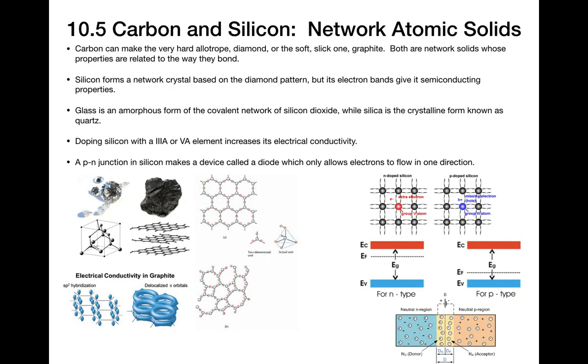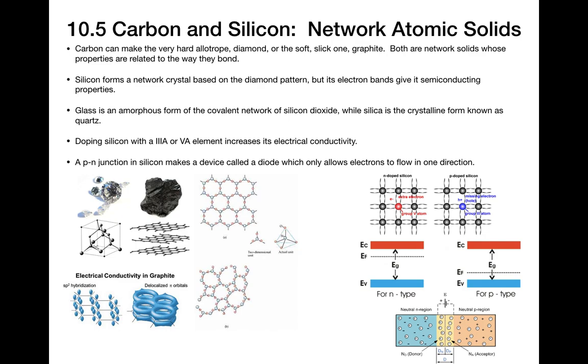Carbon and silicon are interesting because they're not metallically bonded. They are instead network atomic solids. They're not molecules, they're atoms, but they're atoms held together in large crystals by covalent bonds. In the case of diamond, carbon has sp3 hybrid orbitals and a covalent network that is tetrahedral.